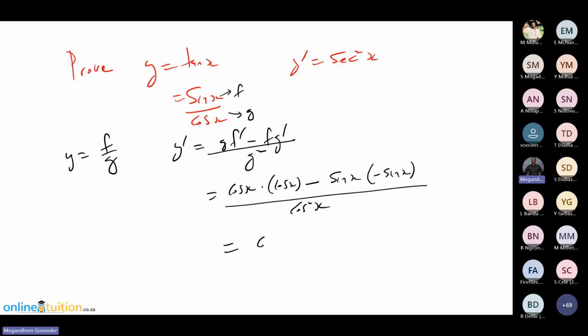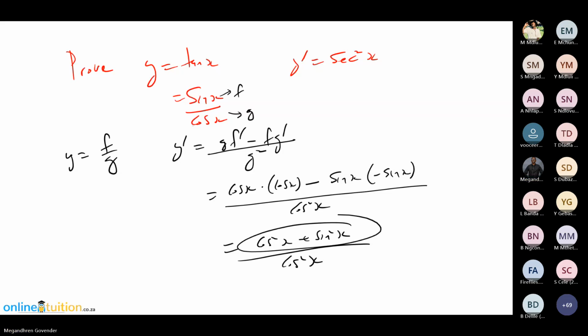And for sure, as God made little apples, you get cos squared x plus sine squared x all over cos squared x. Now, anyone, what's the numerator equal to? It's 1. That's perfect. And what is 1 over cos squared x, anyone? Sec squared. There we go.